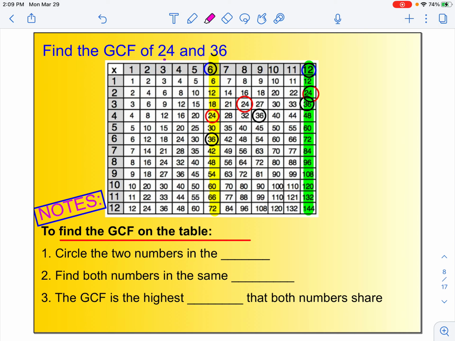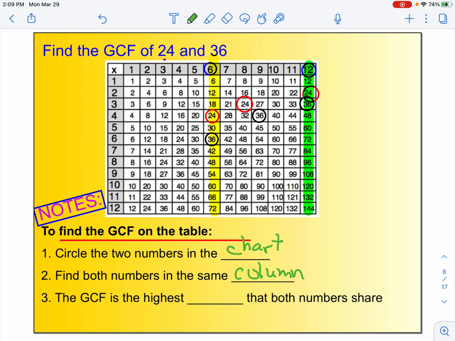It says find the GCF of 24 and 36. So again, circle the two numbers that you're looking for the greatest common factor of in your grid or in your chart. So this is circle all the numbers in the chart. Okay, so I've circled 24 and 36. Now there may be a few more in here that aren't circled, and you might not circle all of them because what you're looking for is to find both numbers in the same column, like lined up.